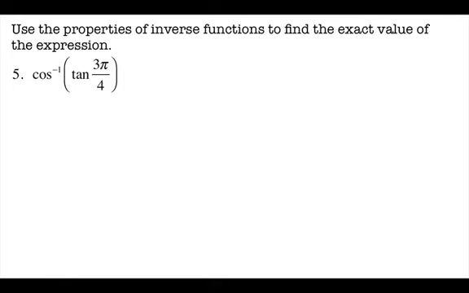So now we have the same directions. Now we have cosine inverse of tangent of 3 pi over 4. Since we have cosine and tangent, I'm just going to break it up the following way. I'm just going to focus on doing this part of the problem first. Tangent of 3 pi over 4, you know, is equal to negative 1. So now I have cosine inverse of negative 1. Cosine inverse of negative 1, you know the restriction for cosine is between 0 and pi. So what angle gives me negative 1 for cosine? It turns out to be pi. This is your answer.